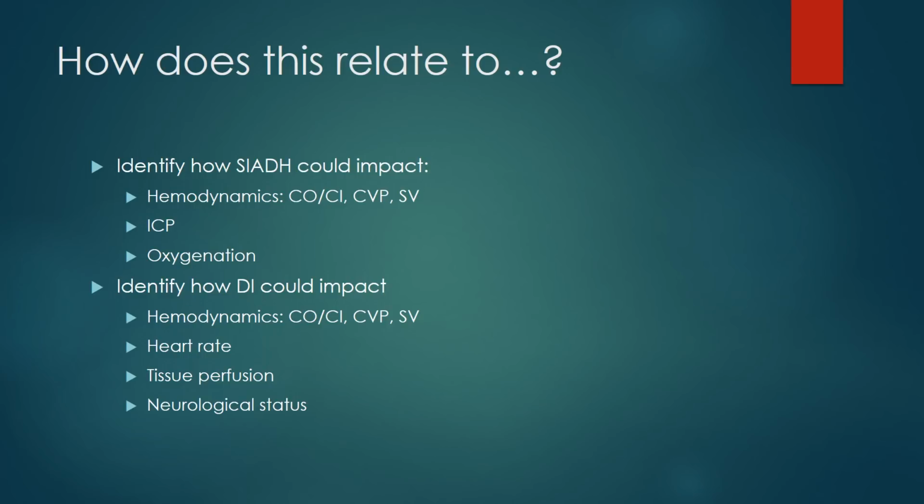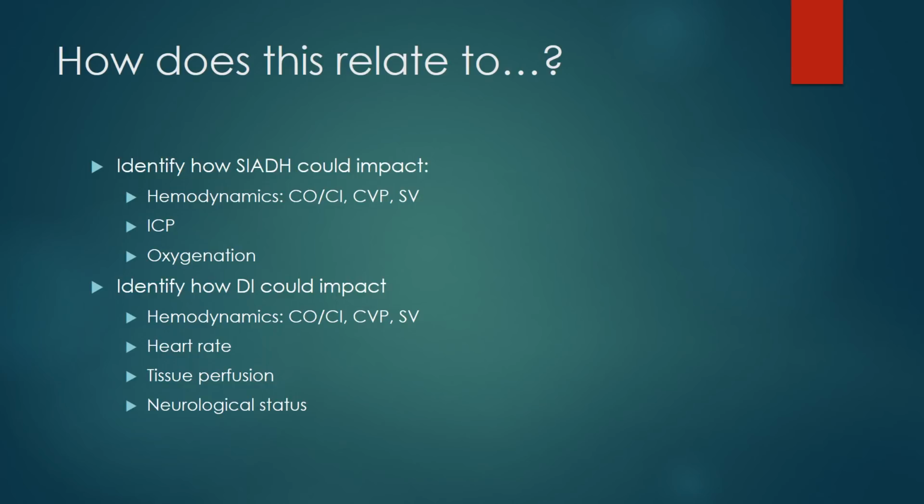Now let's look at diabetes insipidus. How would DI impact each of those listed below? Pause the presentation and think about your answers here. So in DI, we are hypovolemic and dehydrated. So we would expect to see the preload drop. Our CVP and our wedge pressure might be low. And again, if we're low on fluid, we might see lower CO, CI, and stroke volume.